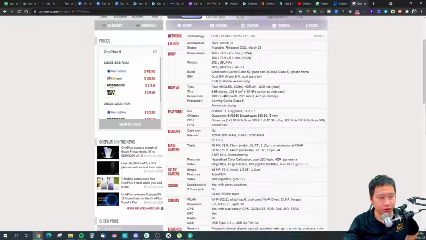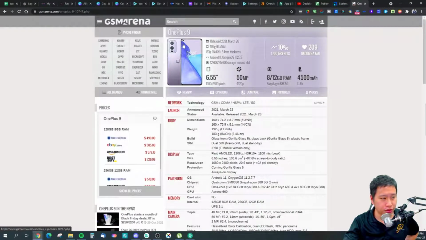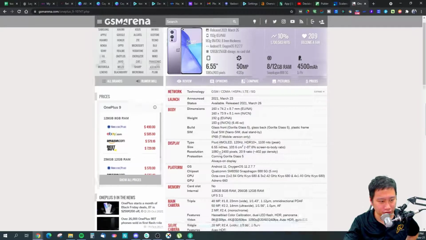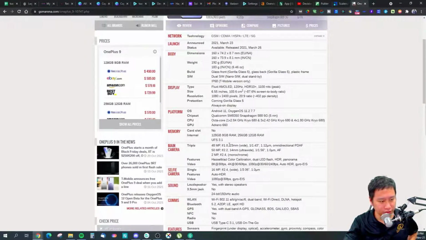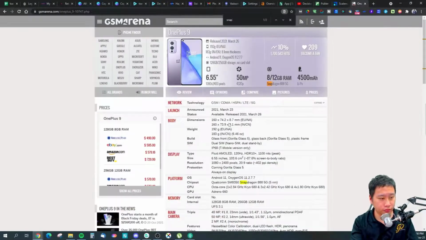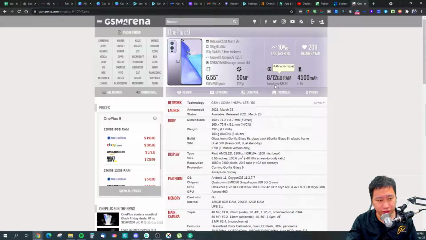Display with a notch. Does it have a notch? So it does have a notch right here for the camera. A great camera, powerful processor. Okay, it's using the flagship Snapdragon 855 processor. So let's look at the processor. Okay, so it is not using the 855, it's using the 888.